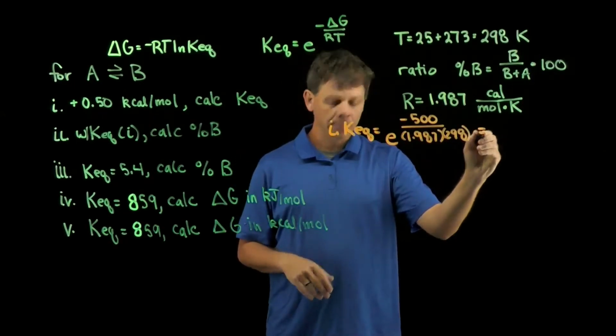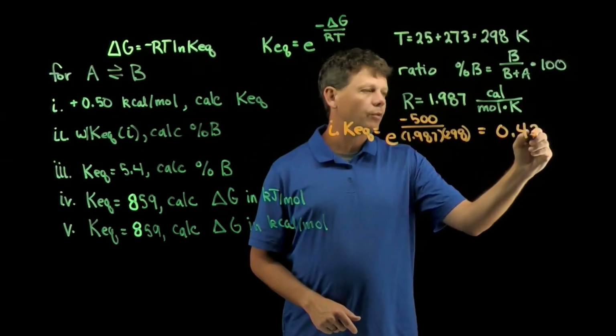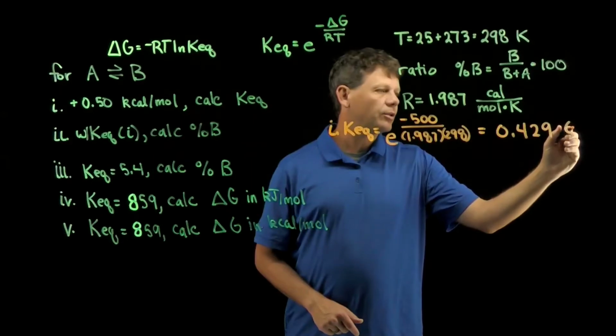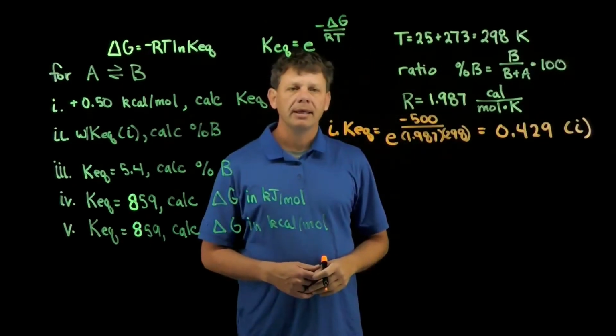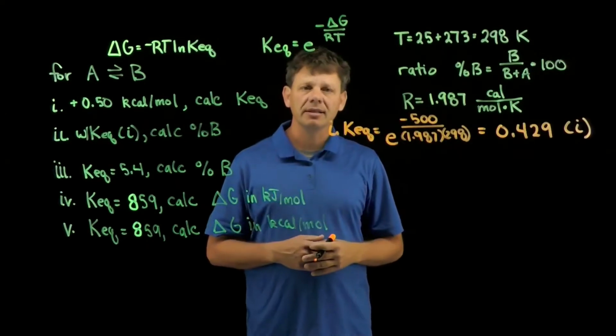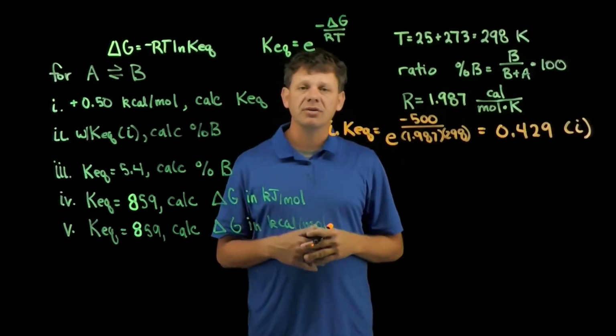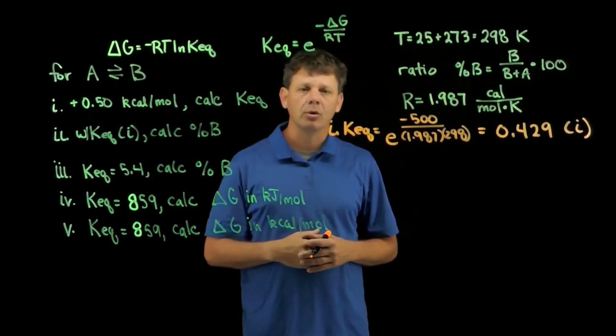When we do this, we calculate a KEQ that is 0.429. So the value that we would put for number 1 is 0.429. And that KEQ is slightly less than 1, just as we expected, based on a slightly uphill reaction going from A to B.